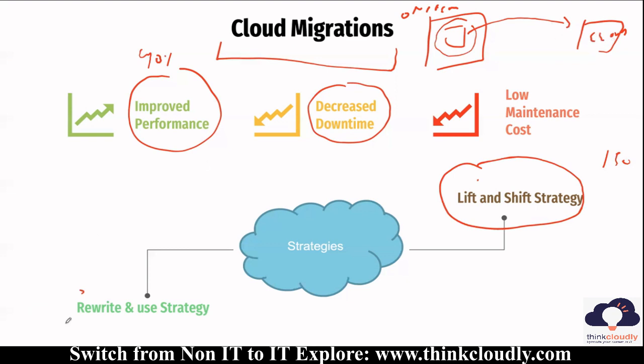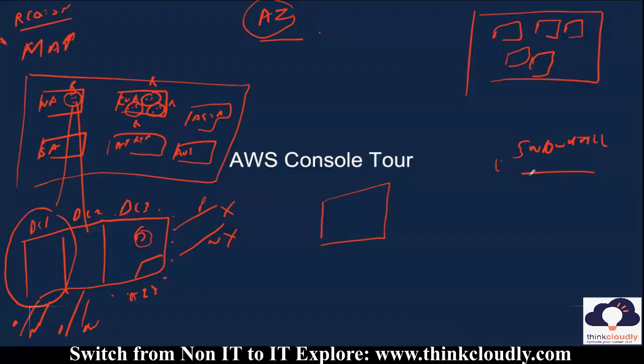But when you say rewrite and use, what do you do? You look at your application, you rewrite your application, and you build that application based on the different cloud services, let's say Lambda or other services. So you make that application cloud native by redeveloping it. You're not copying and pasting the data. You're rewriting your application completely. Make sense, everyone? Really interesting.